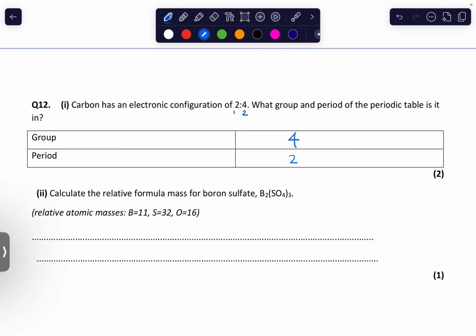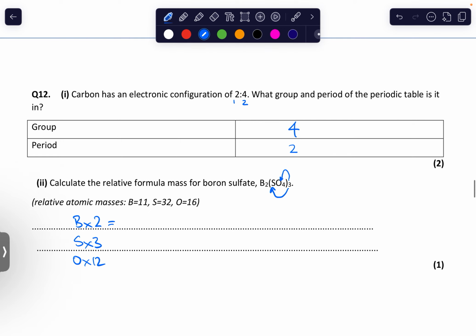Calculate the relative formula mass. So what we need to do here is add up the masses of the atoms in the formula. To avoid mistakes, what I would do is say there are 2 lots of boron and there are 3 lots of sulfur and there are 12 lots of oxygen. Let's just check so we know where those numbers have come from. So B is 2. The sulfur, we've got to multiply it by this number 3 outside the bracket, and we've got to multiply the 4 by the 3 as well to get that done.